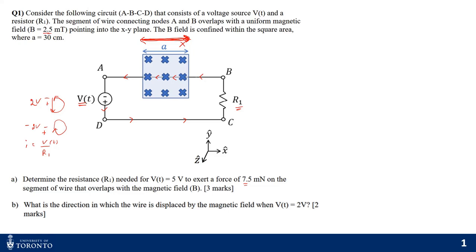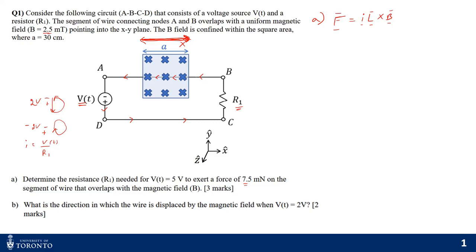Now, for the first part, since we know a current is flowing through a magnetic field and a force will be applied onto that wire, we have to use the IL cross B formula, right? This basically tells you that if your current is flowing through a wire in a magnetic field, there should be a force, right? That's what this equation says.